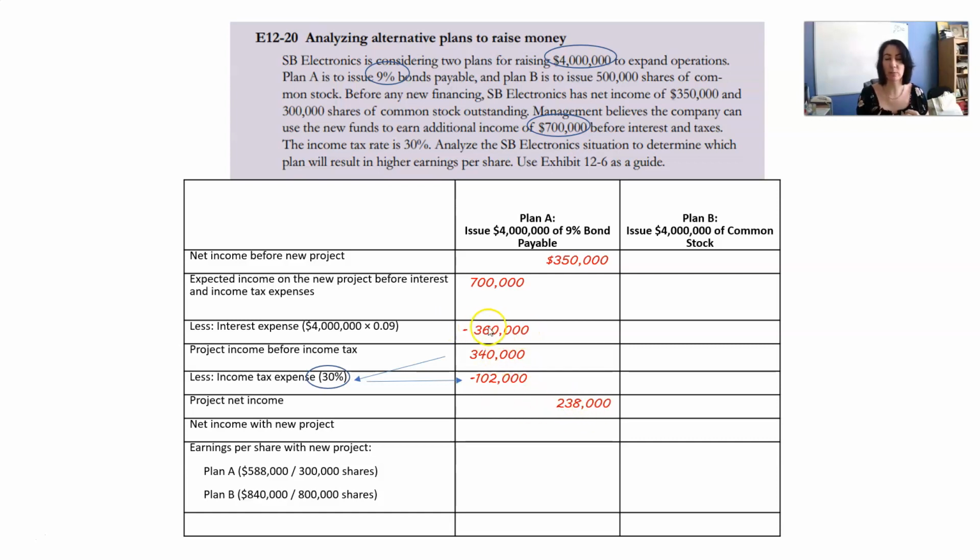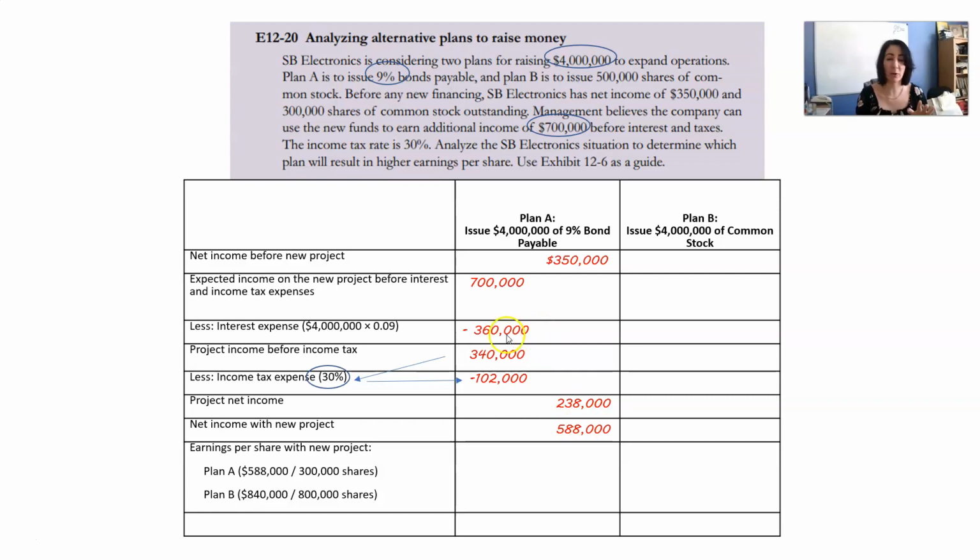So the idea is you'd have to subtract out the interest expense from the bonds, and you'd also have to subtract out the income tax expense. So you'd be at $238,000 from the new project. That $700,000 just came all the way down to $238,000. So you had $350,000 before. You're going to have an additional $238,000. Your new net income number would be $588,000.